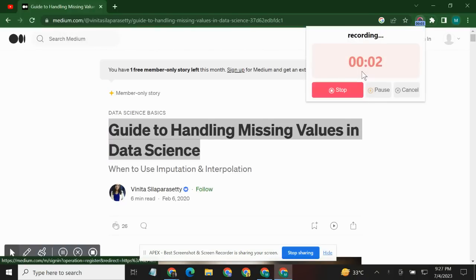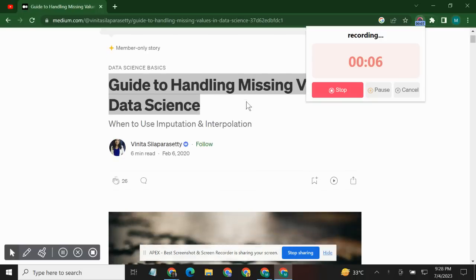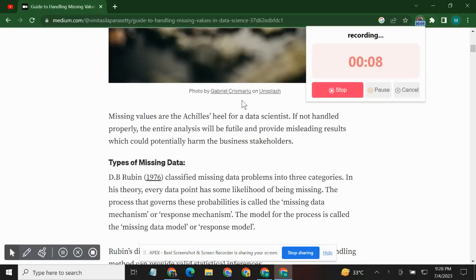So here is the guide to handling missing values in data science: when to use imputation and interpolation. Missing values are the Achilles heel for a data scientist. If not handled properly, the entire analysis will be futile and provide misleading results, which could potentially harm the business stakeholders. So here are the types of missing data.